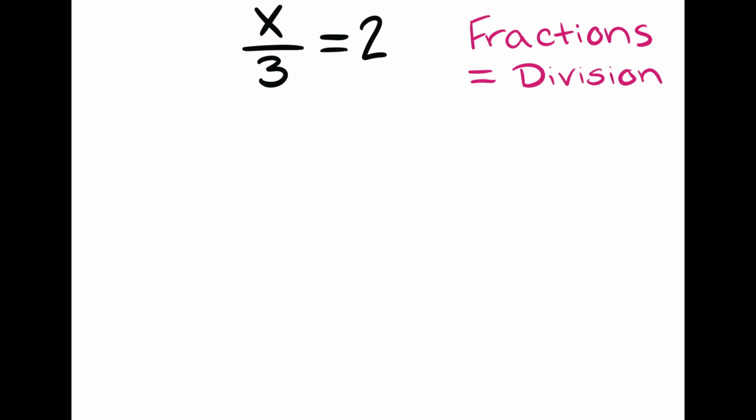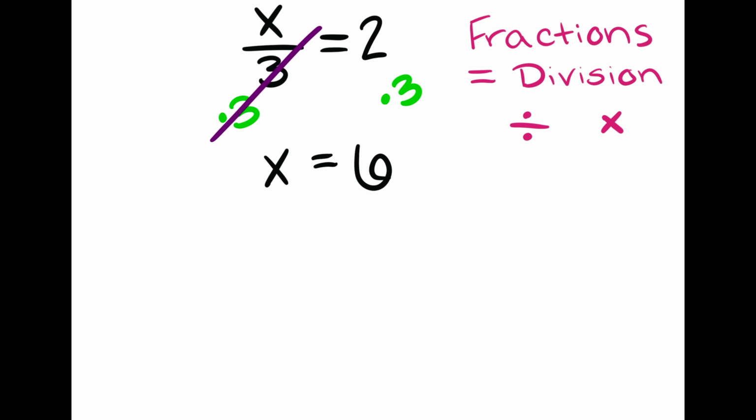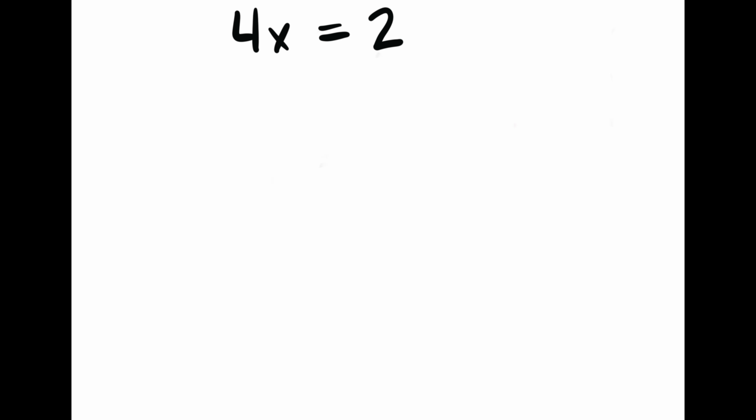Let's do another. X over 3 equals 2. Well, this looks like a fraction, and fractions always mean division. If we have division, we need to undo it using the opposite operation, multiplication. If we divide by 3 and multiply by 3, we are left with 1. So the mumbo-jumbo cancels itself out, and x is left by itself. 2 times 3 is 6, so x equals 6. Nice job! Let's keep going.